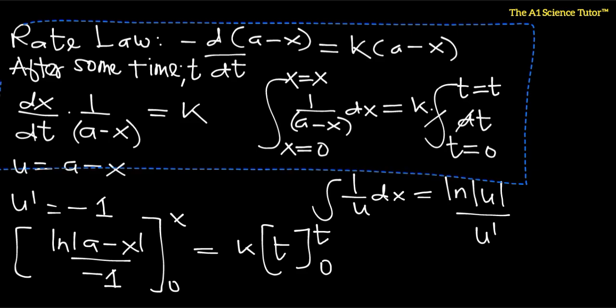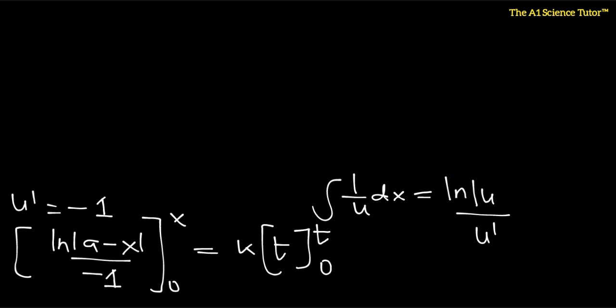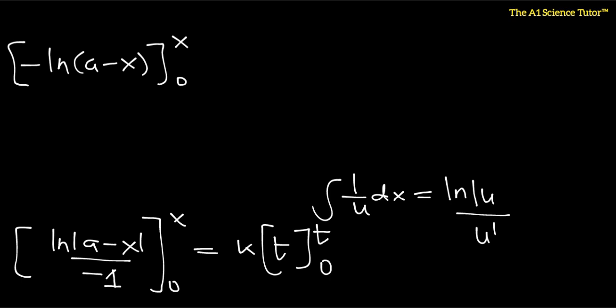So let us create some more space on top. Cool. So this is what we have. Now, I just need to rewrite this. So this is going to be changed into ln of a minus x, evaluated from 0 to x. This is going to be k into t, with t here and 0 here.